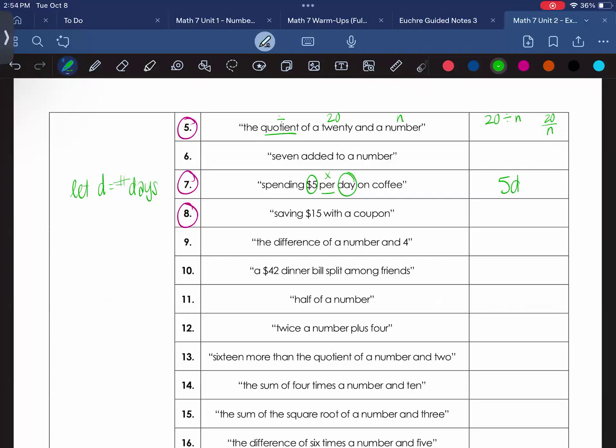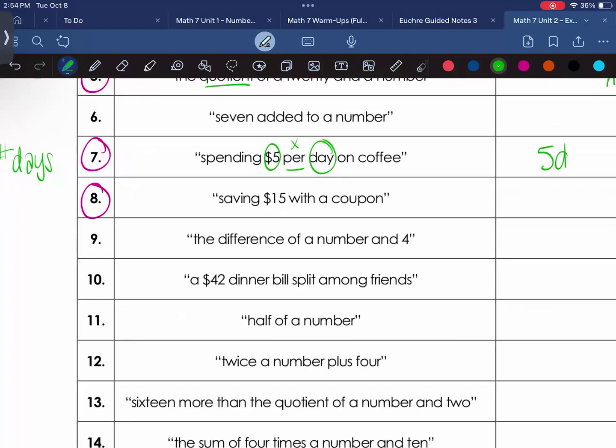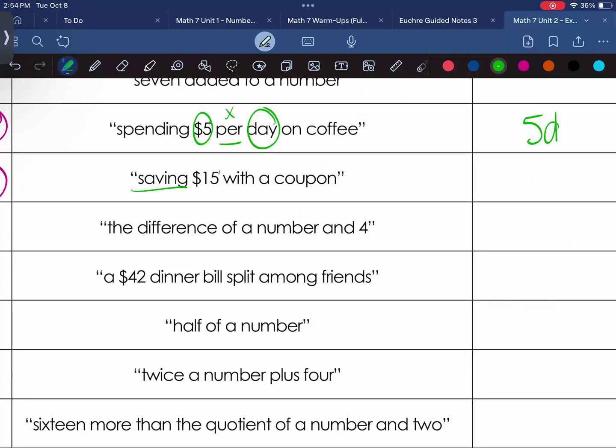Number 8 was also a little tricky. Our keyword here should have been saving. And then $15 with a coupon. So we're talking about the price of something. So I'm going to use P for price in my expression. This one here, let's say we started with the total price of something that something costs, right? If we're saving $15, what's happening to that total price? We're taking that $15 off the price, right? So that is why we use subtraction.